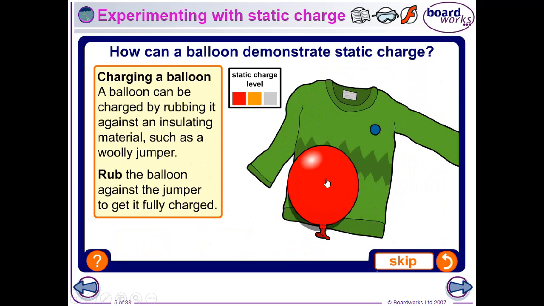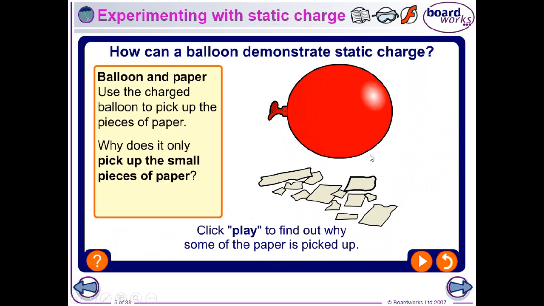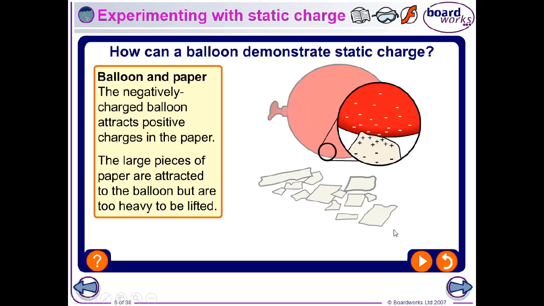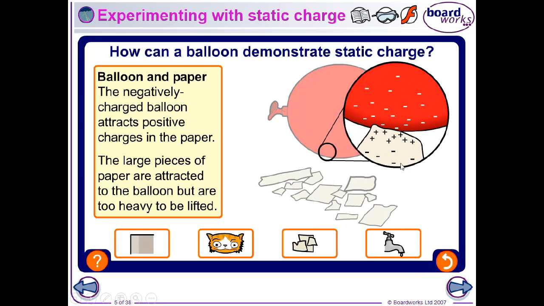Bits of paper. So again, in the bits of paper, negative charge moves down to the bottom part of the piece of paper. The top part of the piece of paper therefore becomes positively charged and is attracted to the negatively charged balloon.